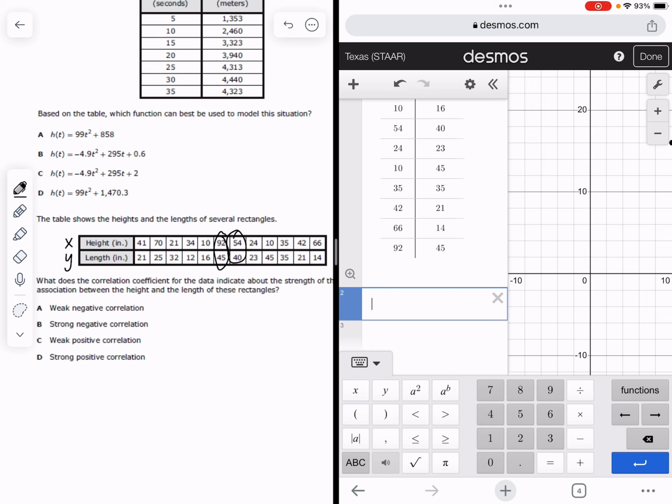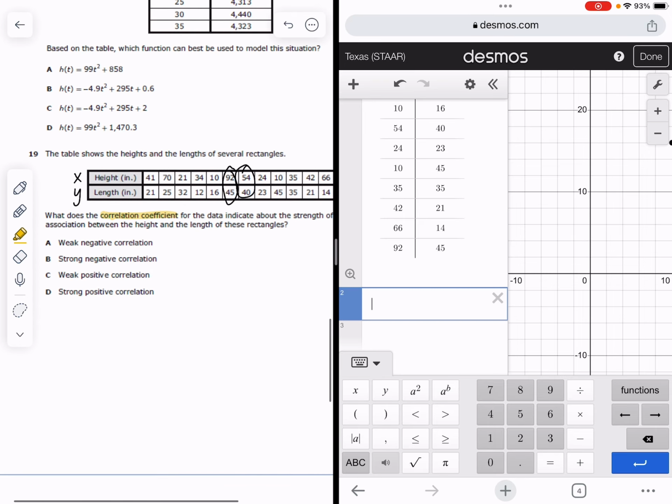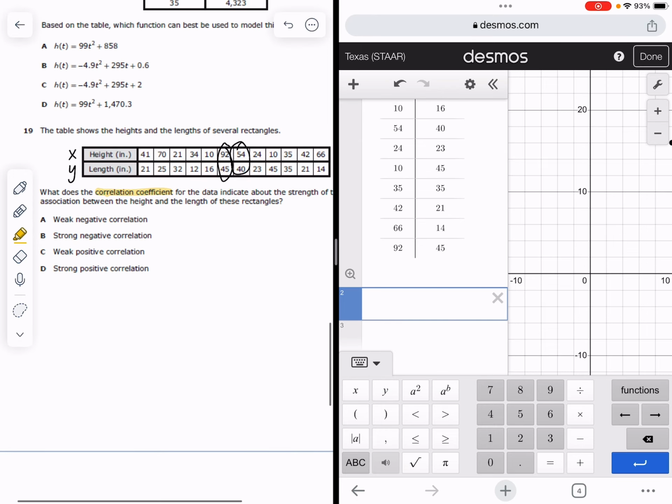All right, and so the question here says, what does the correlation coefficient for the data indicate about the strength of the association between the height and the length of these rectangles? And so whenever they're talking about correlation coefficient, they're talking about linear data. So it's automatically going to be the linear model. And I use M. You can use A if you want to, x1 plus b, mx plus b. And then they want what's called the R value. Correlation coefficient refers to the R value.